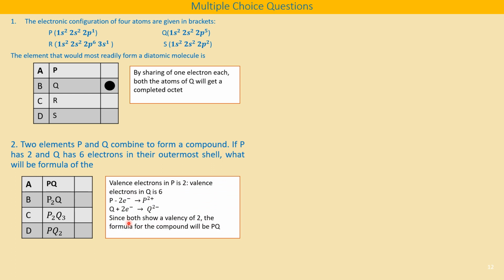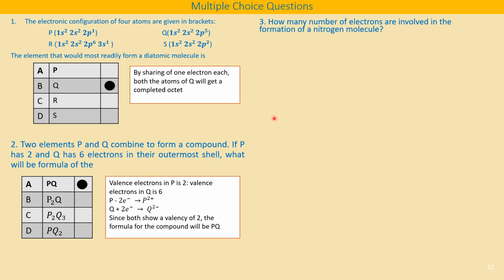So let me give the explanation. Valence electrons of P is given as 2 and Q is 6. So therefore P minus 2e minus gives P2+. Similarly, Q accepts 2 electrons, Q plus 2e minus to form Q2-. Since both show a valency of 2, the formula for the compound will be PQ. So this is given as option A. Please mark it. So option A is the correct answer.